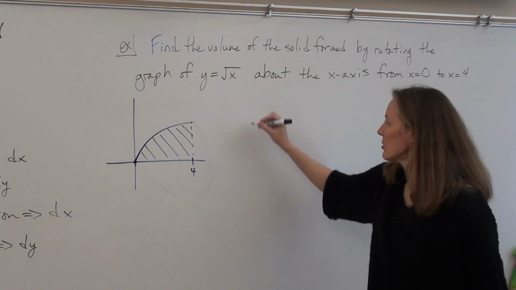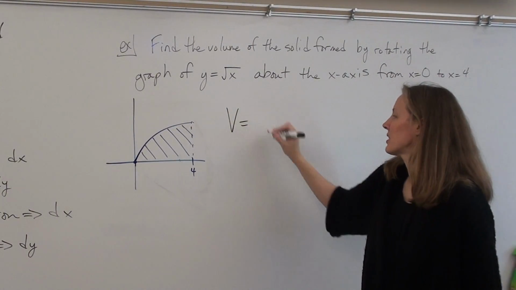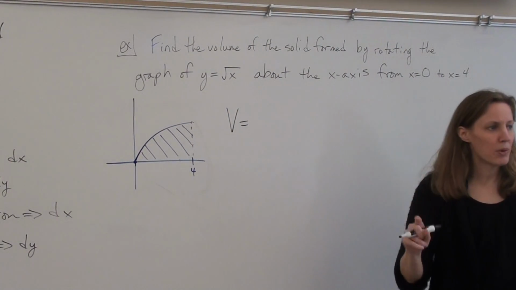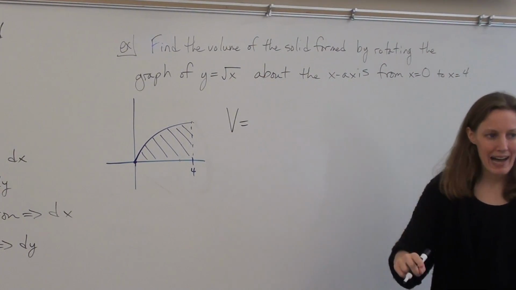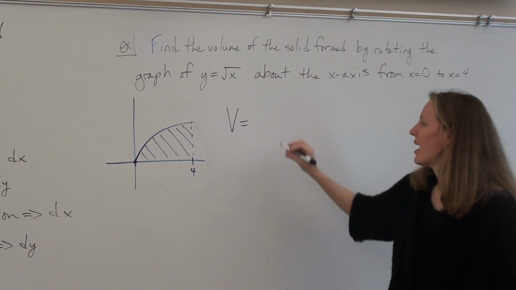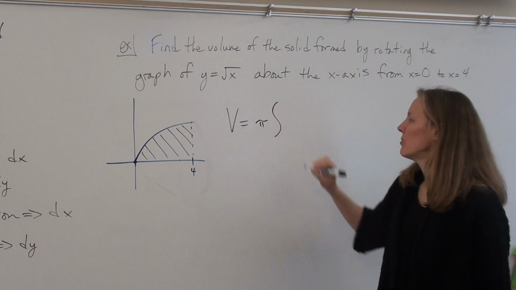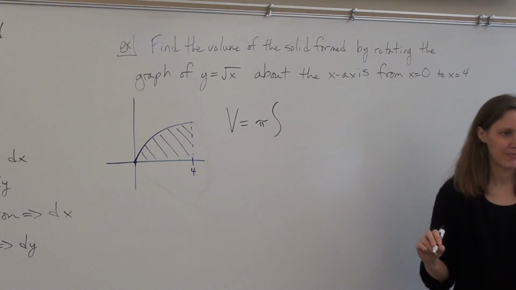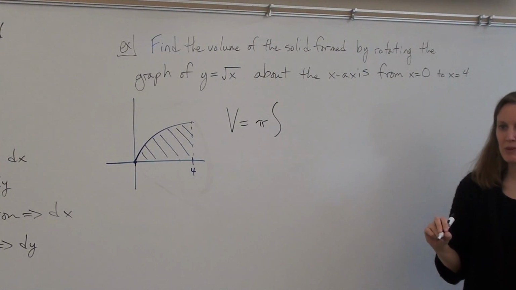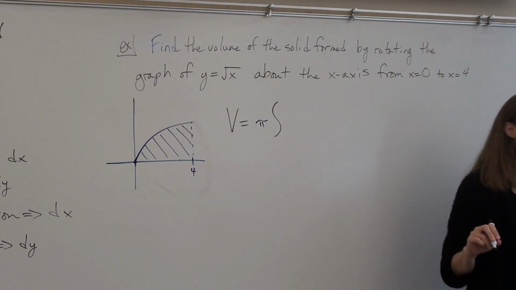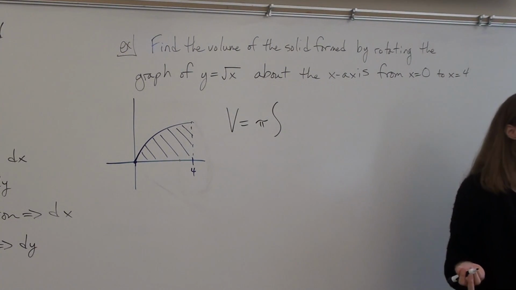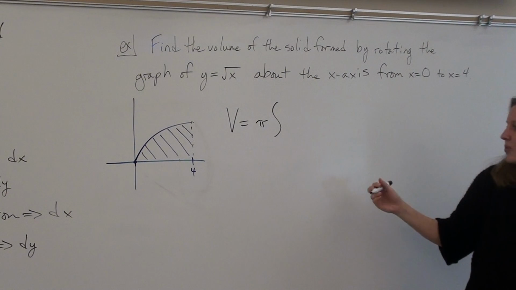Okay, so here's what we get. Our volume is going to be, and the most important thing to write is pi. Don't forget the pi. Pi is important for this one. Okay, we're going with pi. So, what are the limits going to be for this? 0 to 4.